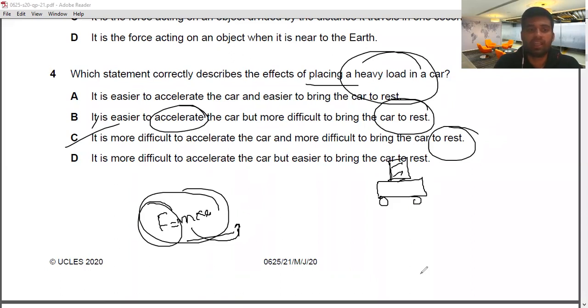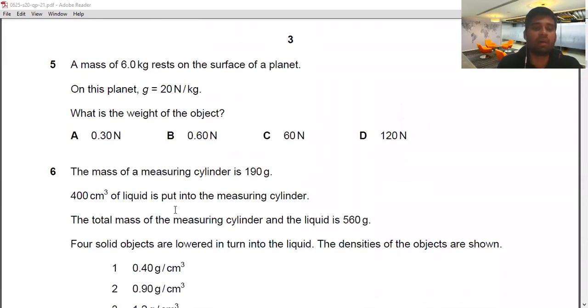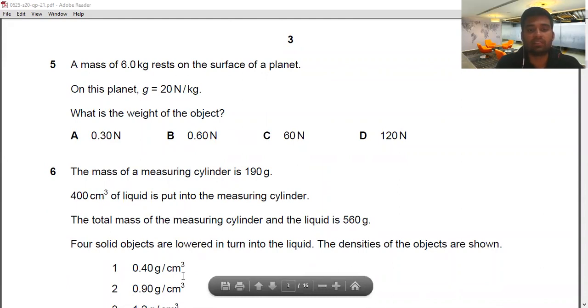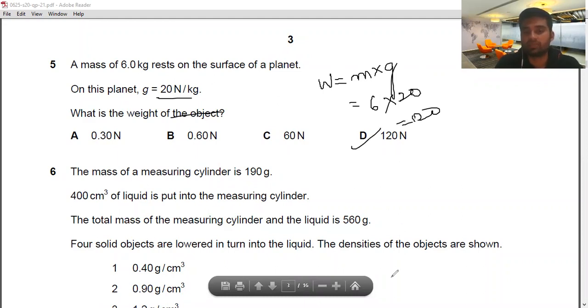Going to the next question, which says a mass of 6 kgs rests on the planet's surface. The gravitational acceleration is given as 20 Newton per kg. What is the weight? You know the formula for weight is what? Mass into gravitational acceleration. So here the mass is 6 kg, the gravitational acceleration is 20 newtons. That will be 120. So D is the right answer.